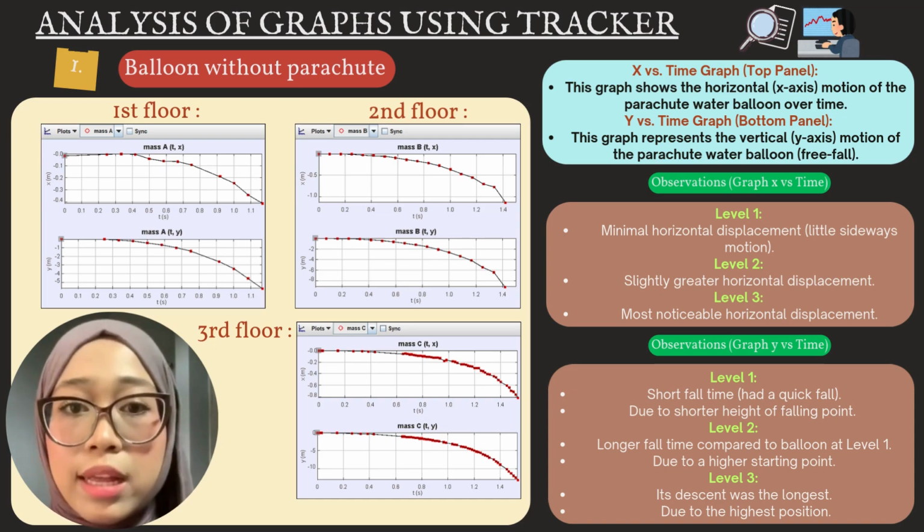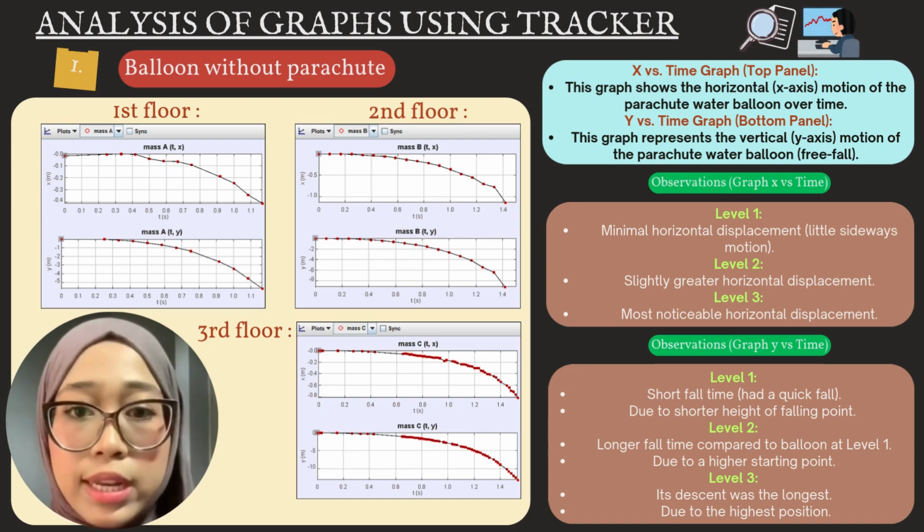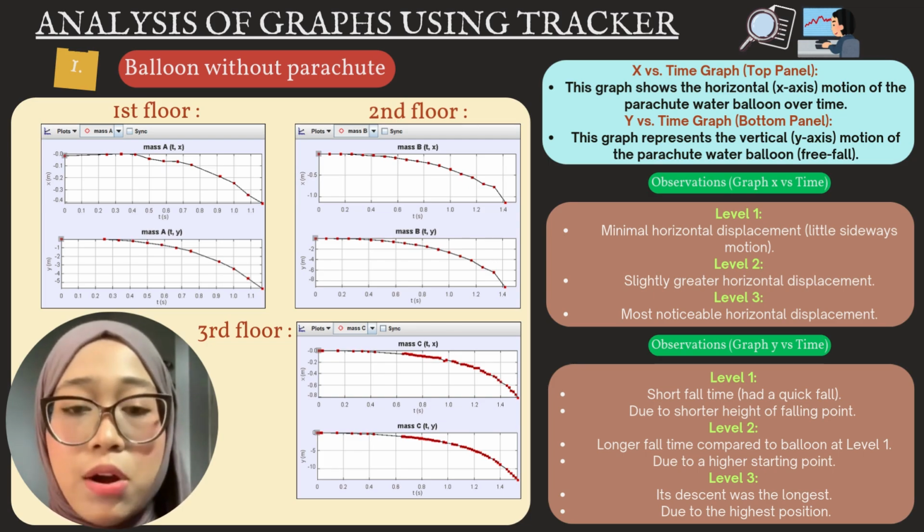From the observations of the X versus time graph, at level 1, the balloon had a minimal horizontal displacement because it had little sideways motion. At level 2, there was slightly greater horizontal displacement, and meanwhile at level 3, it was the most noticeable horizontal displacement. From the Y versus time graph, at level 1, the balloon had a short fall time because it was a quick fall due to the shorter height of the falling point. At level 2, the balloon had a longer fall time compared to level 1 due to a higher starting point. At level 3, its descent was the longest due to the highest position.